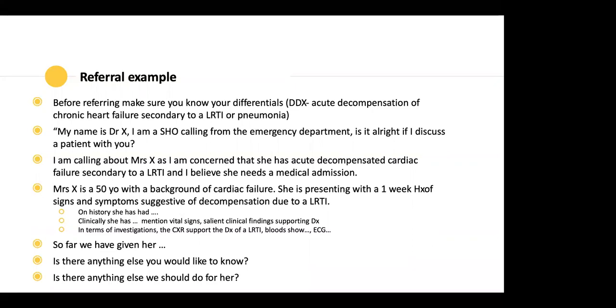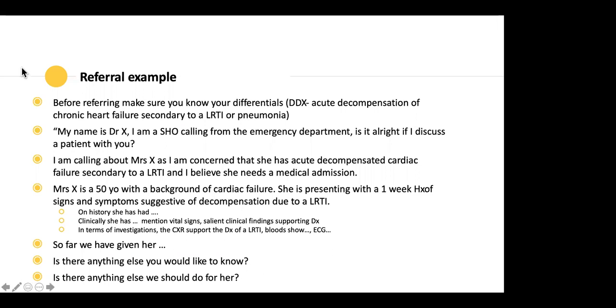And then clinically, mention the vital signs and any salient clinical findings to support your diagnosis. Don't talk about whether her bowel sounds are present. They want a succinct history and clinical findings pertinent to your diagnosis. And then it's important to say, in terms of investigations, what you've done, because most likely they're going to suggest what you need to still do, and also what those investigations have shown. And then just say, so far we've given her this, this, and this. Is there anything else you would like to know, or is there anything else we should do for her before you come down and see her?